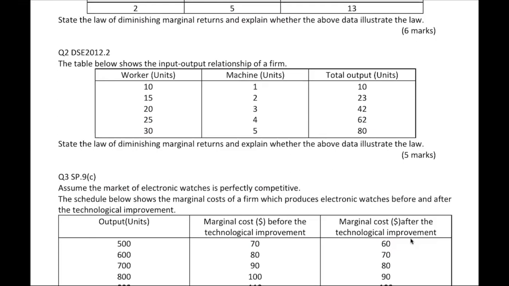Because both workers and machines are variable factors, that is, no fixed factor. That means this is a long run, so the law doesn't apply. Okay, so the key elements are variable factors, no fixed factor, then long run, and then in conclusion.